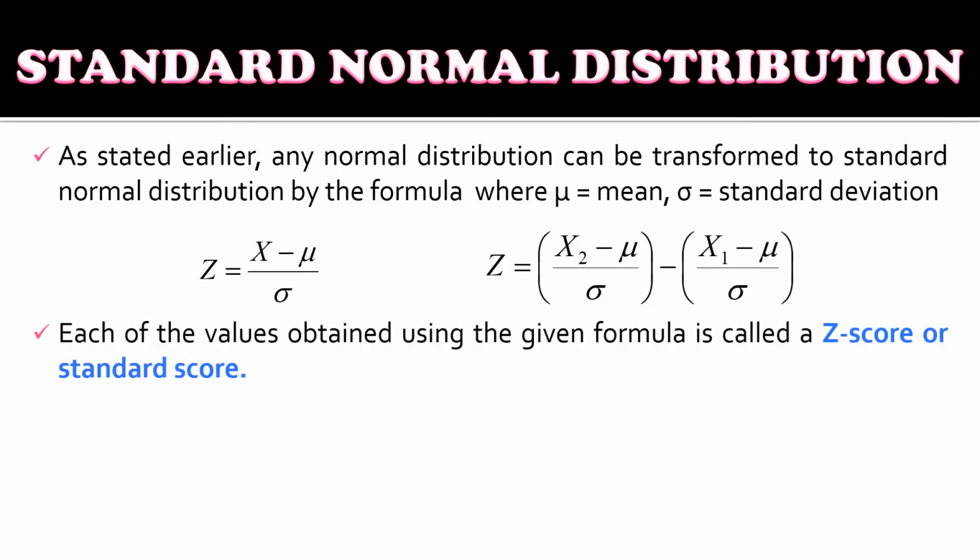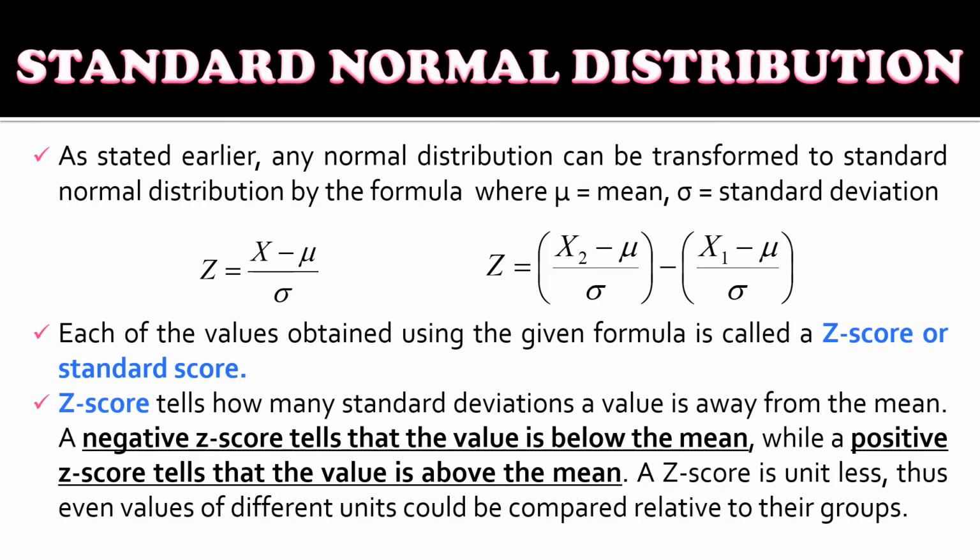Each of the values obtained using the given formula is called a z-score or the standard score. A z-score tells us how many standard deviations a value is away from the mean. A negative z-score tells that the value is below the mean, while a positive z-score tells that the value is above the mean. A z-score is unitless, thus even values of different units could be compared relative to their groups.